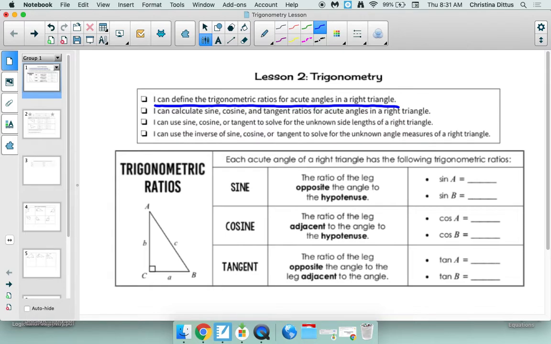Oh, you remember those? Like buttons on the calculator? Yeah, the buttons on the calculator. Sine. It's not sin, FYI. Sine. It's not cos, it's cosine. It's not tan, it's tangent. But anyway.